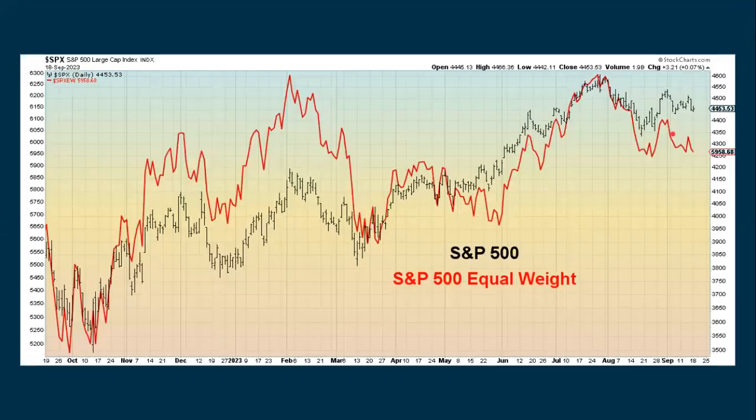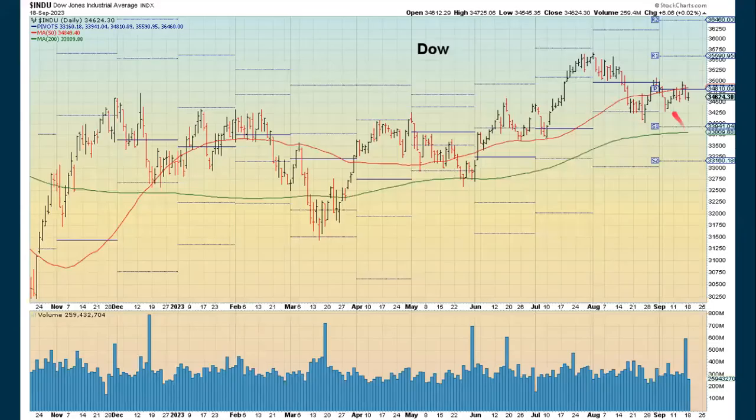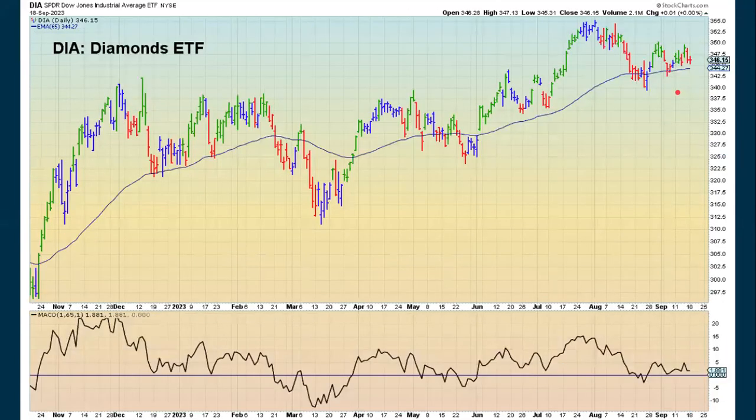And the equal weight S&P 500 continues to underperform the rest of the S&P. The Dow has been going sideways. We're still below the 50-day moving average, still below the pivot. And the diamonds remain negative.